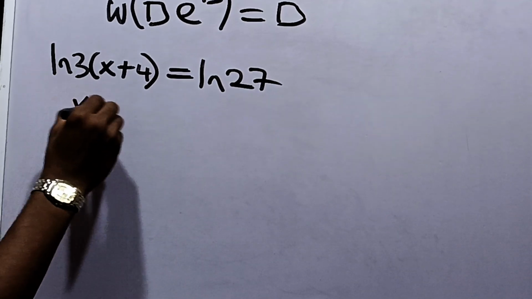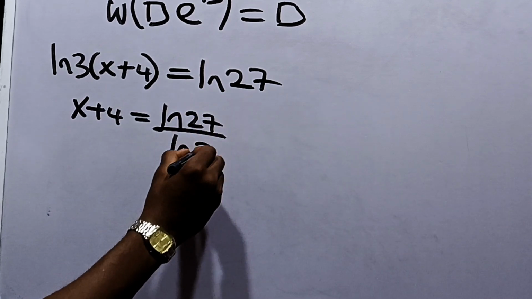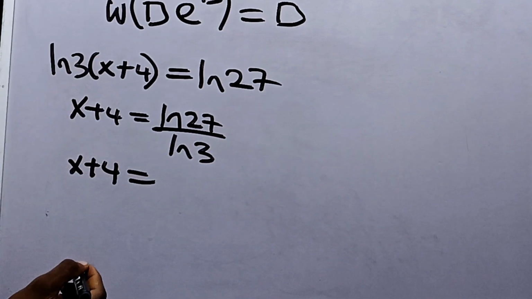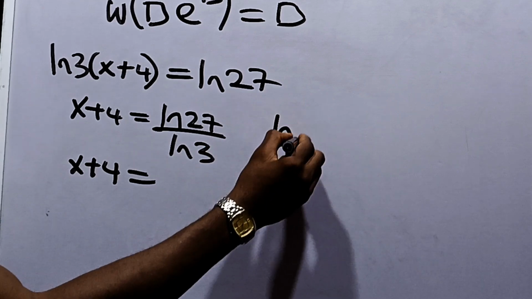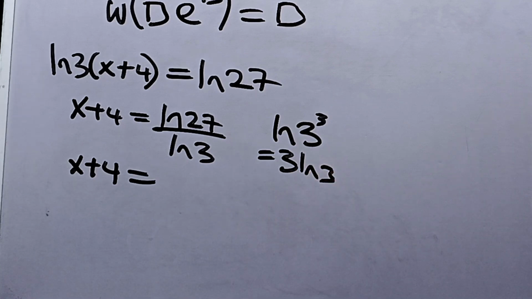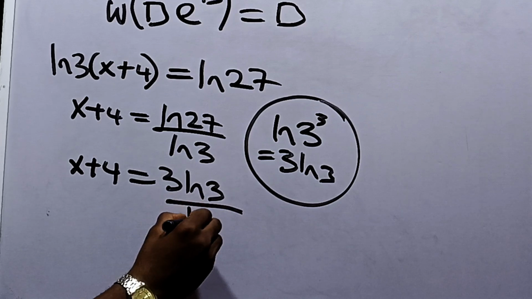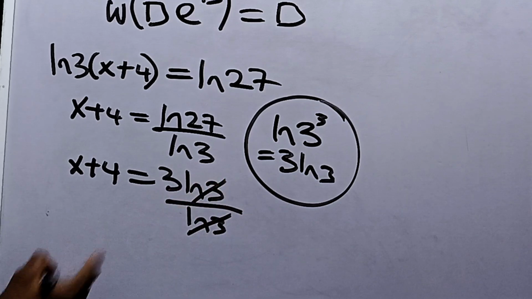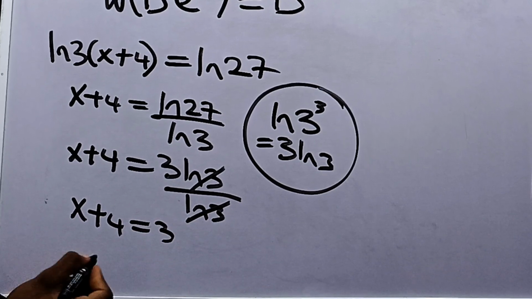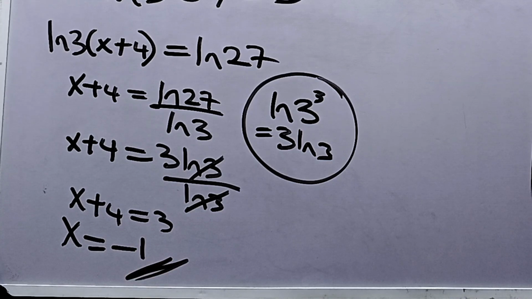Now let's divide both sides by ln of 3. So we have x plus 4 is equal to ln of 27 over ln of 3. Now, ln of 27 is the same as saying ln of 3 raised to power 3. This is equal to 3 multiplied by ln of 3, from laws of indices. Now apply this here, so we have 3 multiplied by ln of 3 divided by ln of 3. ln of 3 cancels ln of 3, so we have 3. So x plus 4 is equal to 3. Finally, x is equal to 3 minus 4, which is negative 1. So this becomes the final answer to this question.